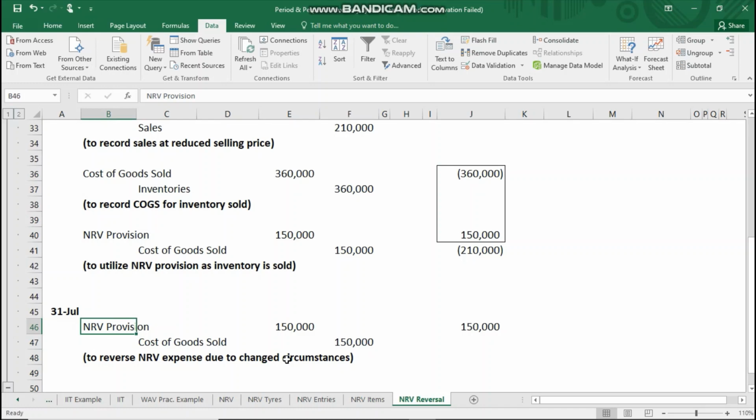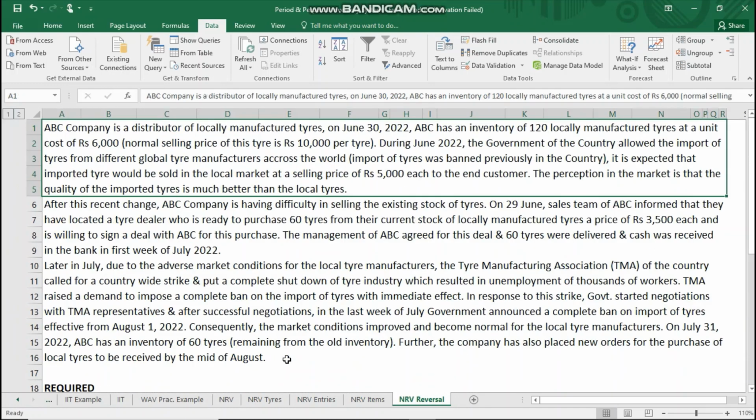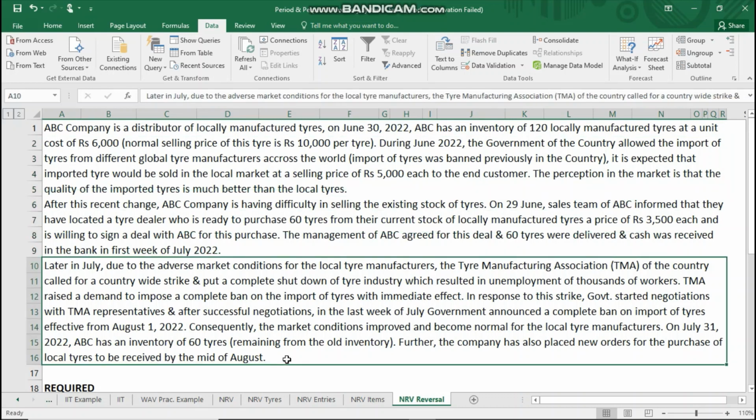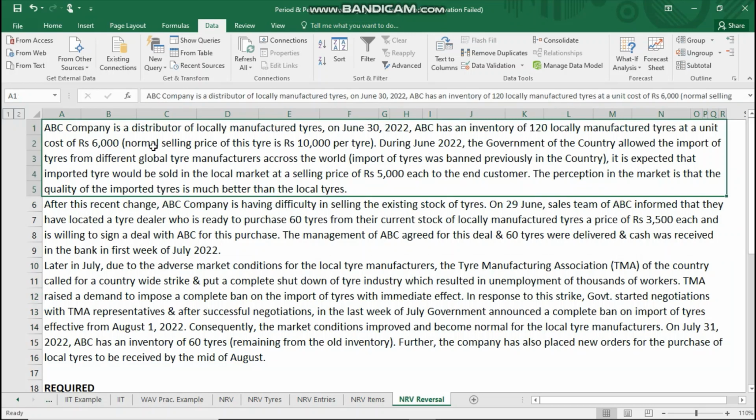From the circumstances given in this data, it seems that the circumstances are back to normal. The market condition is again favorable. So it holds that we can again sell those locally manufactured tires at a normal selling price, which was rupees 10,000 per tire, because there is no imported tires in the market. So we can sell the locally manufactured tires at rupees 10,000 easily. Okay, and this 10,000 is my new net realizable value of the inventory, and which is more than my cost.